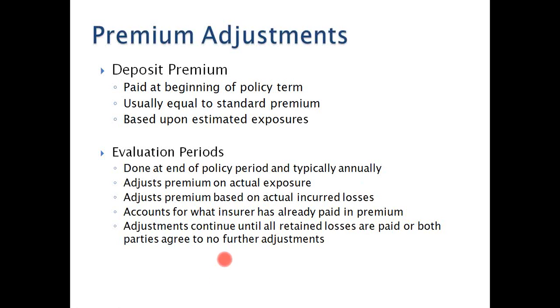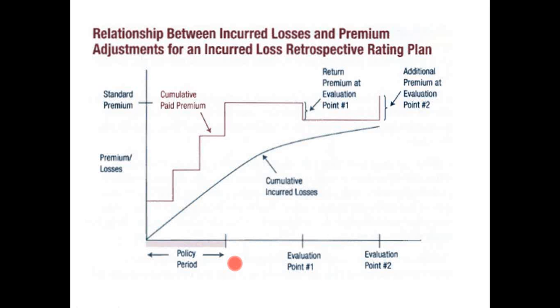And then what's going to happen, adjustments are going to continue until all the retained losses are paid or both parties agree to go to no further adjustments. So depending on that they say, okay, we've paid 95% of the cost, we'll just estimate it and we agree that we're done, or all the retained losses are paid. And you'll see the examples as we go through some of these other pages. And we'll go back to that question about basic premium, what does that really mean, in a moment.